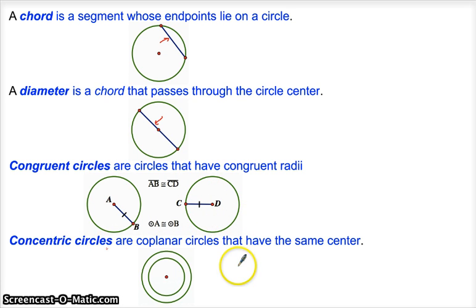Concentric circles, first of all, they have to be coplanar. Usually not a huge concern, but technically they have to be on the same plane. And they have to have the same center. So they kind of look like circles of a target or circles of ripples, that kind of thing. You could have lots of other circles that have the same center. And the radii, of course, don't have to be equal.